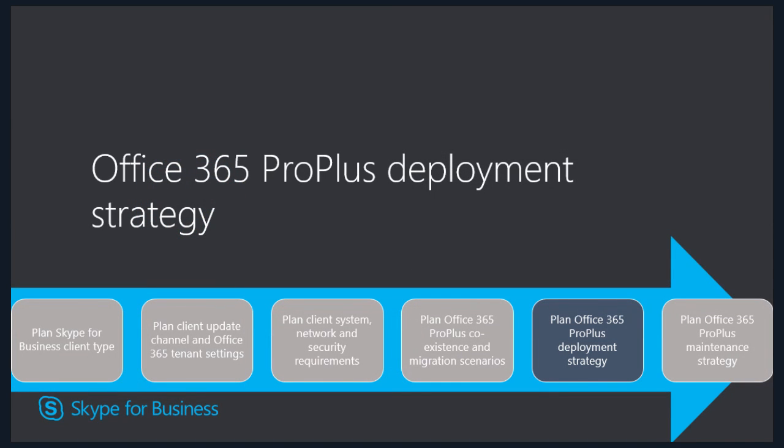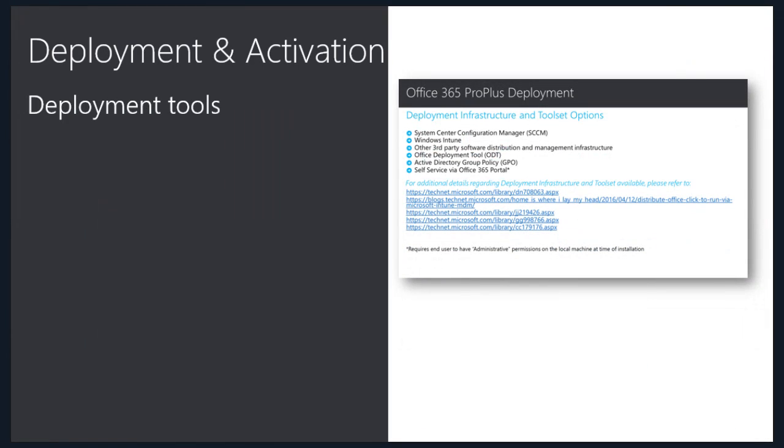The deployment strategy section of the workshop covers both the actual deployment and the activation scenarios. You can use plenty of tools for deploying Office Click-to-Run. On the workshop deck, you will find some links to the collateral materials for detailed configuration and deployment steps.